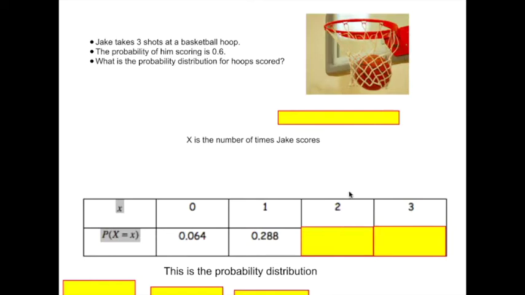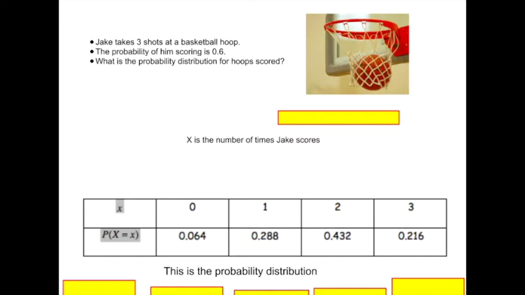For X equals 2, again, I've got 3 different combinations. Because I'm scoring twice, that means I'm missing on 1 occasion. And I could miss on the first or the second or the third shot. So there's 3 times when I could be missing. And for each one of those, it'll be 0.6 times 0.6 times 0.4. 2 scores, 1 miss. That gives me 0.432. And then I've got scoring all 3 times. That will be 0.6 cubed. And so I get 0.216.